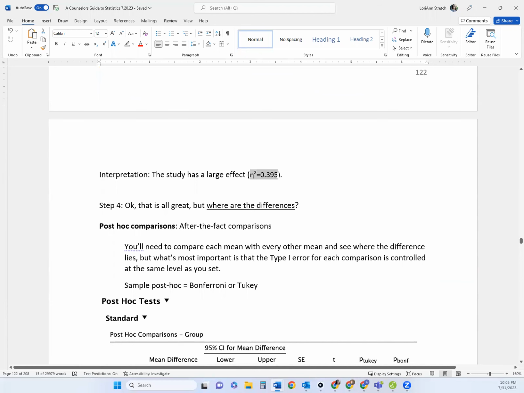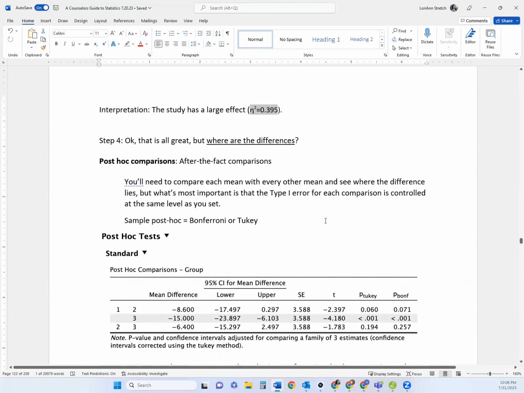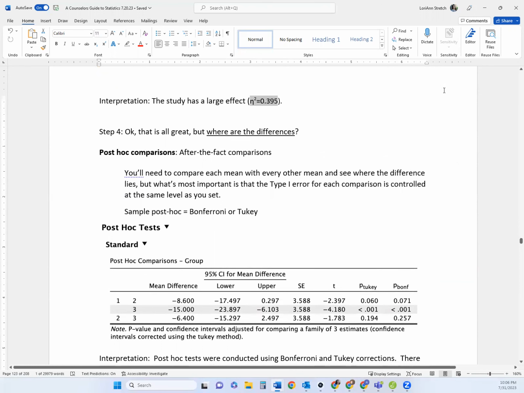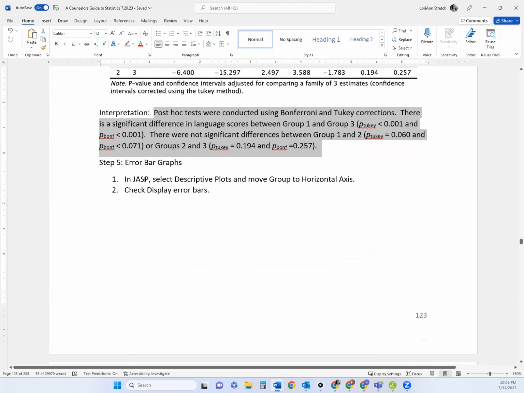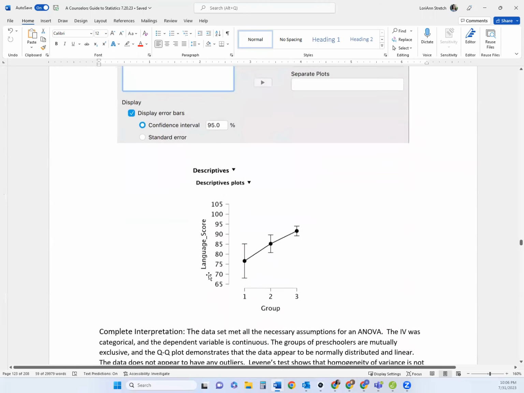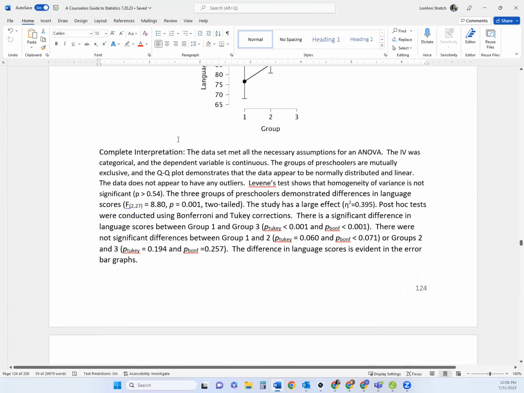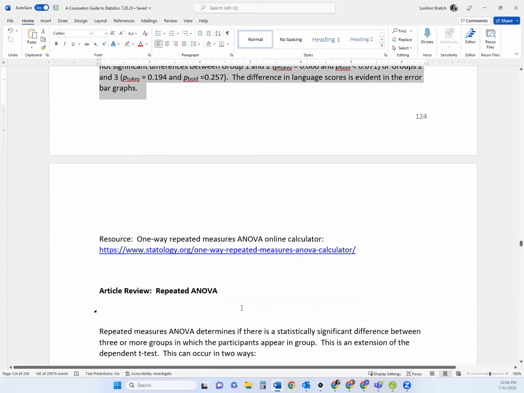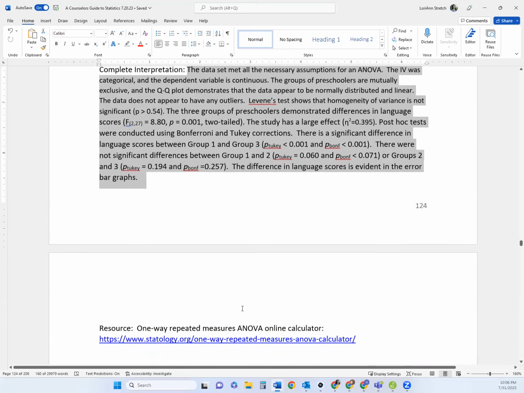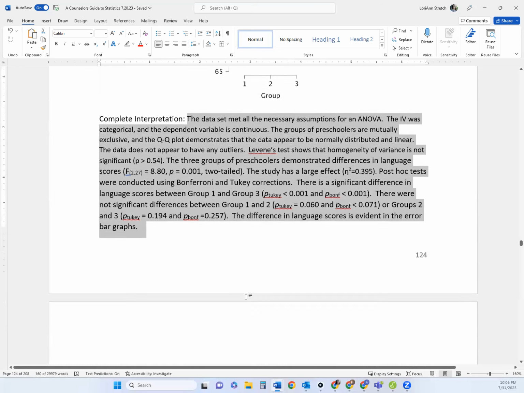I report my results, always matching my data with my description. Because I have a significant finding in my source table, I'm going to also test for post hoc. And here I reported on both types of post hoc. There's other types, but these are the most common. Here's how I interpret that. I also did error bar graphs to graphically demonstrate my data, and I reported on all of that here and gave a description of the data that I had collected. And that is an example of a one-way ANOVA.